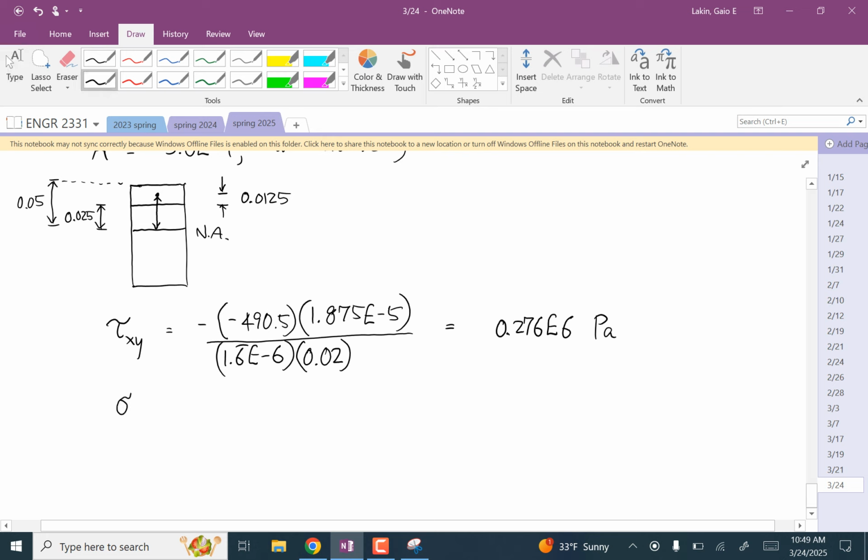So the stress tensor due to shear force is 0, 0.276, 0. Then symmetry requires that this one is 0.276, 0, 0, and zeros. And this is all in megapascals.